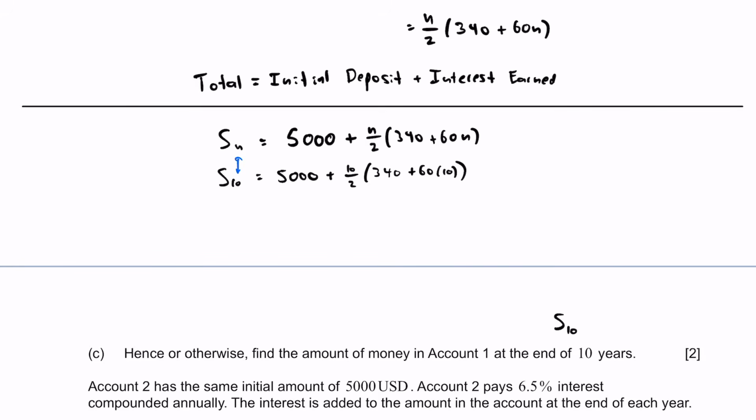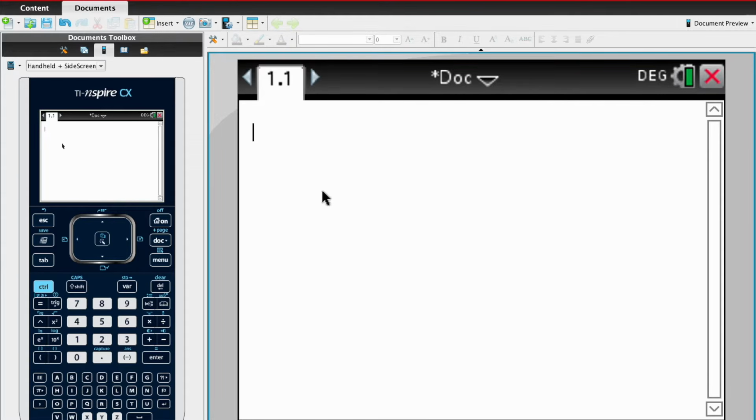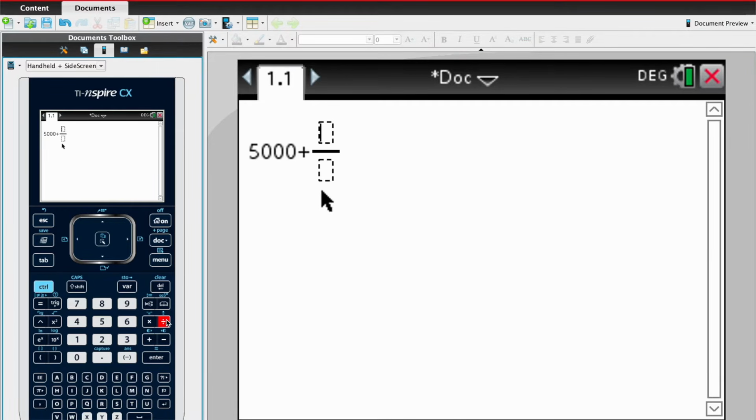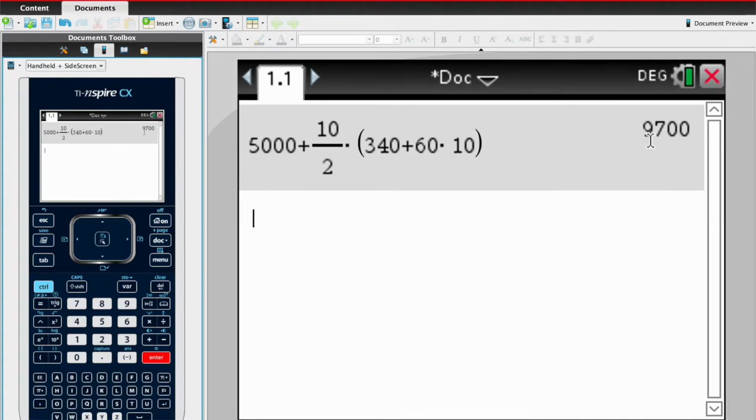Let's go into the calculator and solve. So here we are. 5,000 plus 10 over 2, you can write it out as a fraction, times 340 plus 60 times 10. All right, I think that looks good. And we have $9,700. That will be the total amount of money in the account after 10 years.